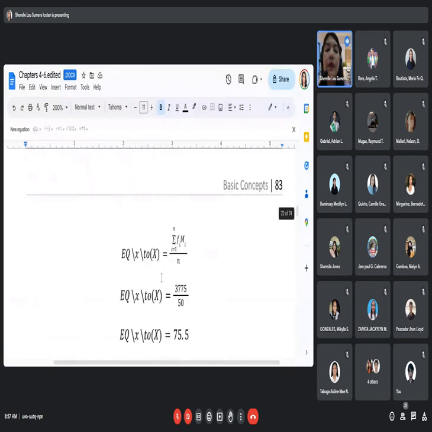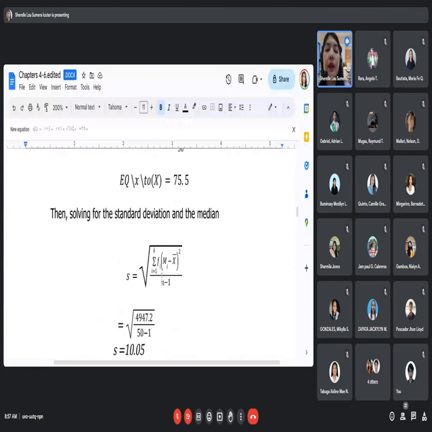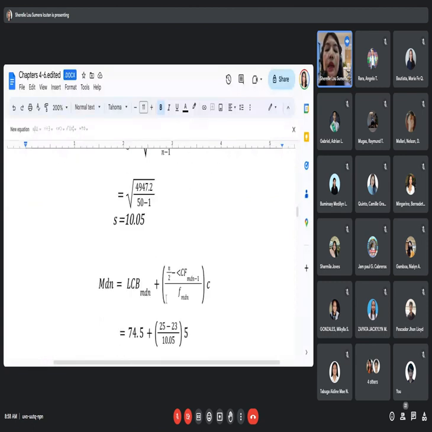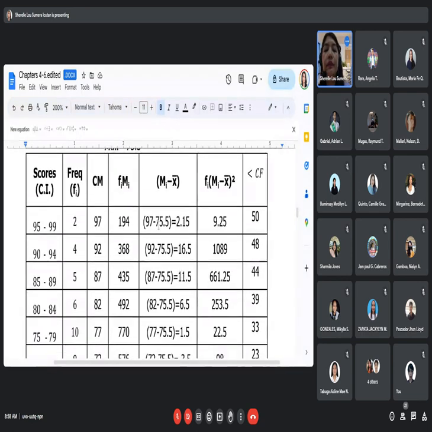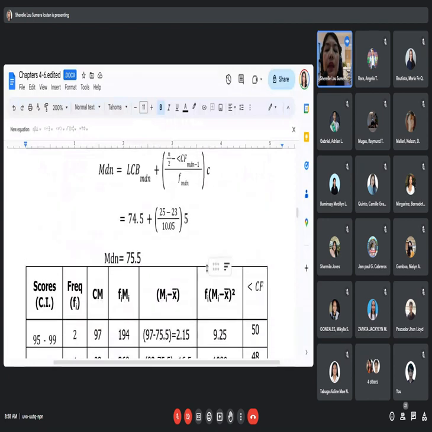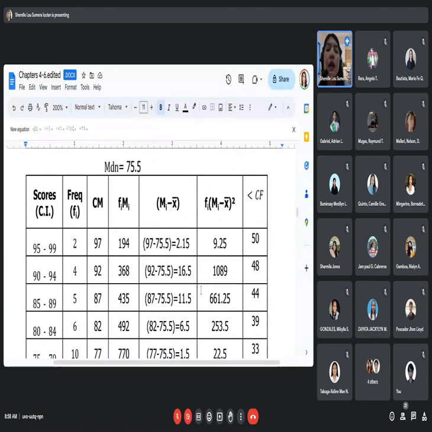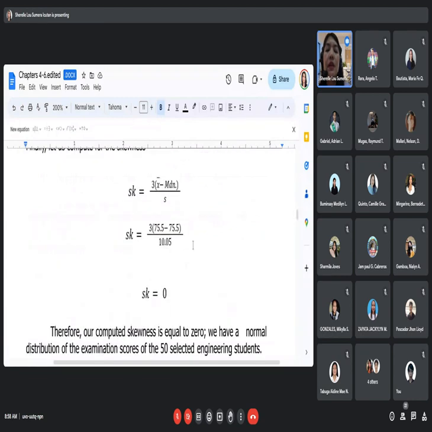Now, what if you have a mean for the group data? Ito, mas komplikado na sa group data. So, if this is your group data, siyempre, ang pag-compute mo ng group data, computein mo na yung median using group data, your standard deviation using group data, and your mean using group data. So, once you have that, you can just substitute your values in your SK formula. So, based on your SK formula, 3 times the mean minus median over S pa rin. So, you just have to compute your data using group data formula.